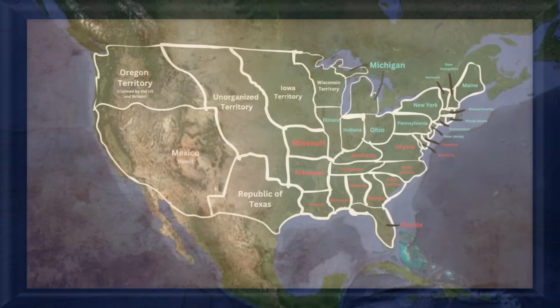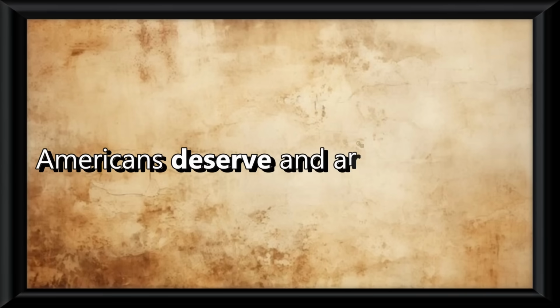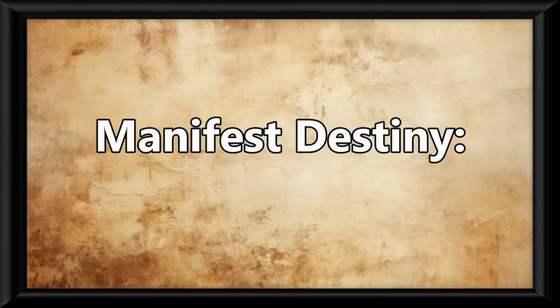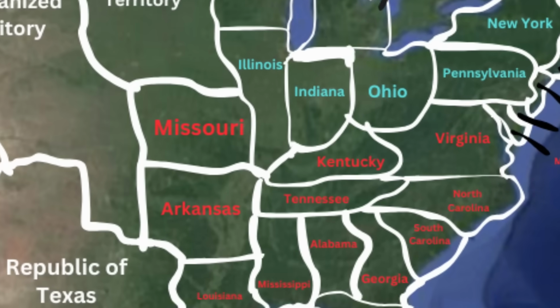Alright, it is the 1840s and Americans are looking west. This idea that Americans deserve and are destined to expand across the entire continent, that is something known and called manifest destiny, and it was very popular in this time period. So the big question is why? Why did Americans think they were destined to expand?